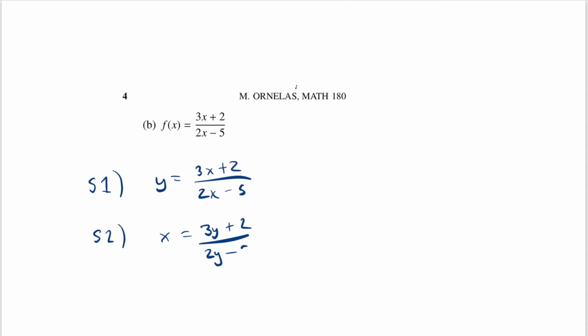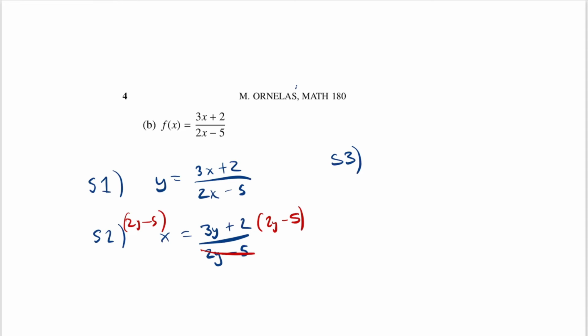Step 3, this is where we need to solve for y. This is where it becomes a little bit more challenging because there's 2 y's, so you have to solve for y, which means we have to group the y's and factor it out. So this is the way you would do it. You would first multiply by the denominator to clear out that fraction.